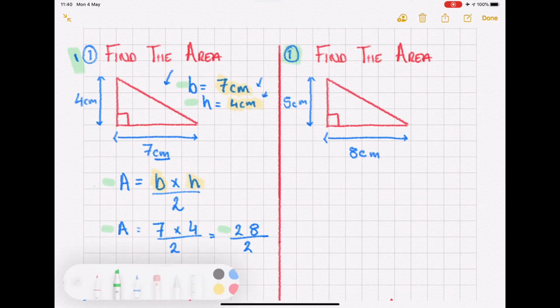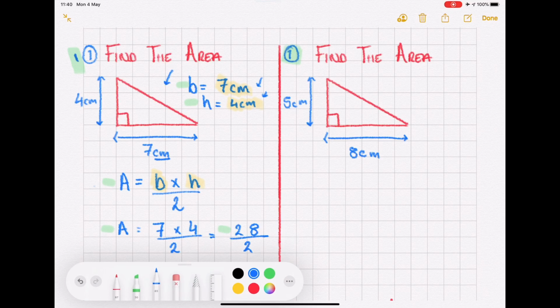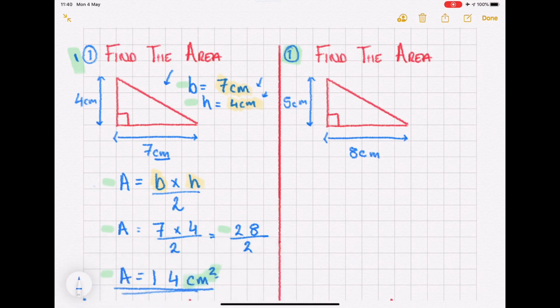Okay, so pause the video here. Copy out the working for this left-hand example, then have a go at this right-hand example and play the video once you're done.